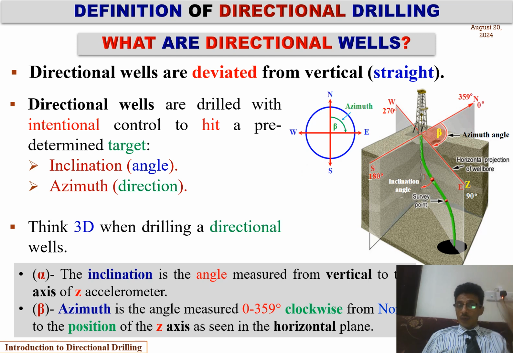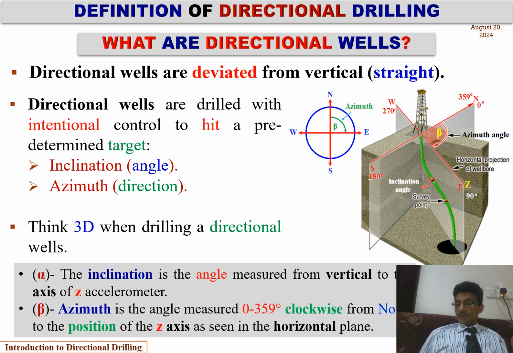What are directional wells? Directional wells are deviated from the vertical straight. That means we will have a horizontal displacement from the vertical location. Directional wells are drilled with intentional control to hit a predetermined target. We have two angles: the inclination is the angle, and the azimuth is the direction in the horizontal view.